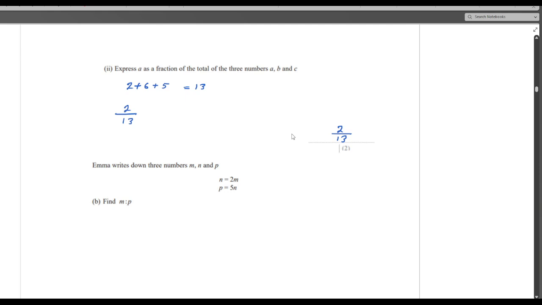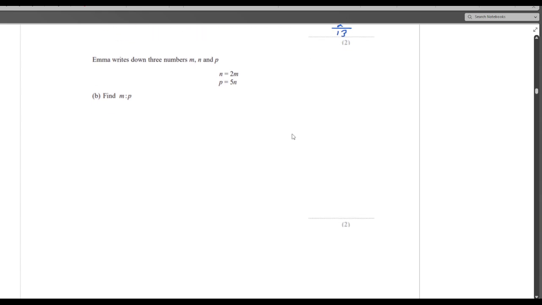Now Emma, write down 3 numbers M, N and P. We have to find M ratio P. So again the problem is more or less the same. Here I need to find M ratio P. So if you see, I have been given N is equal to 2M. Now here we can do the problem in 2 different ways. What I prefer is this: see, in these two your N is common. So first, if I write M upon N, then M divided by N is going to be 1 divided by 2, that is, M ratio N is going to be 1:2.